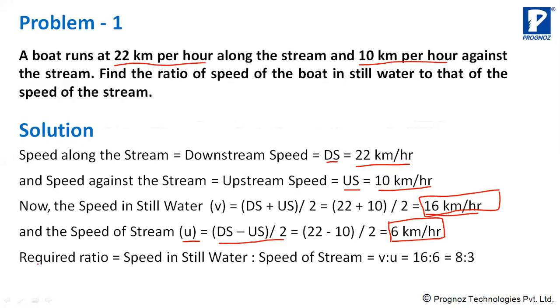Now, finally, the required ratio which is asked for: speed in still water is to speed of stream. Speed in still water is V, which is 16, and U, which is 6. So 16 by 6, which is 8:3. So this is the ratio of speed in still water to speed of stream.